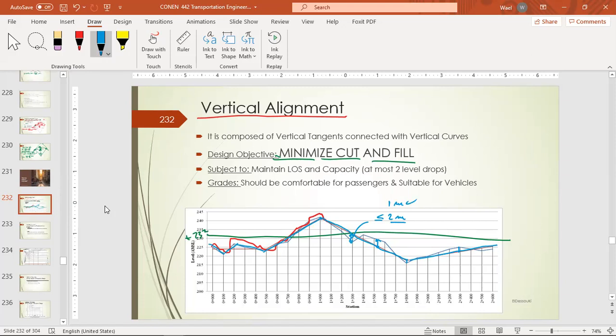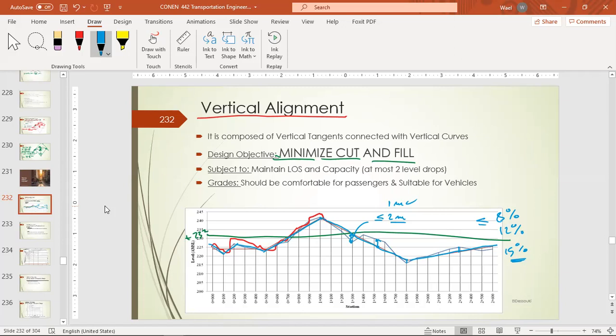Subject to maintaining the level, the slopes here we try to maintain at an acceptable grade level. The acceptable grade level is basically less than or equal to 8%. Sometimes in mountainous areas, we are faced with 12% or even 15%, but we try to minimize these extreme grades. And the grade should be comfortable for passengers and suitable for vehicles.